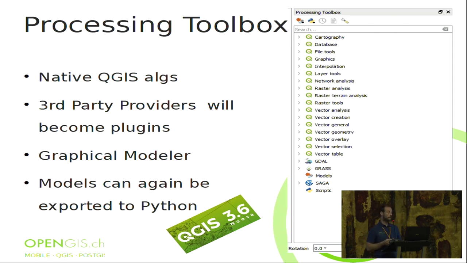Scripts and models are, so let's go models first. Models are kind of multiple step kind of things that can combine different algorithms after each other. And you can do all that in a graphical tool. And scripts are kind of equivalent, but you are typing Python. Currently, since 3.6, we can, again, export models to Python scripts. And whenever you save them to the toolbox, you'll see them in here. Here, I don't have any.